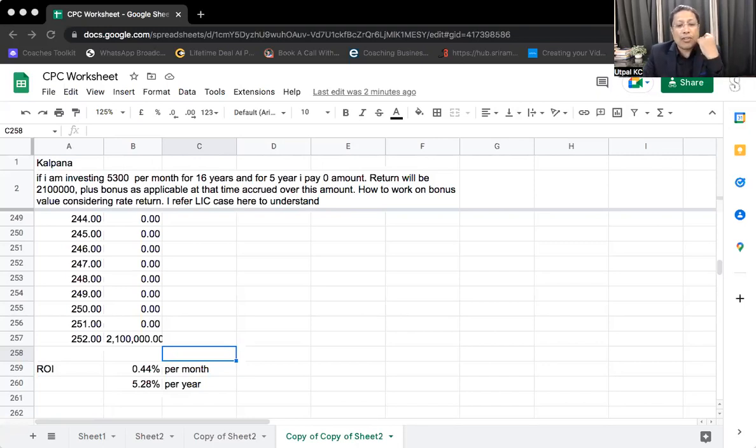Premium of rupees 1 lakh for 12 years, 13th year cooling period, 14th year return is 1 lakh for 25 years. And 26th year get all premium paid. What is ROI?